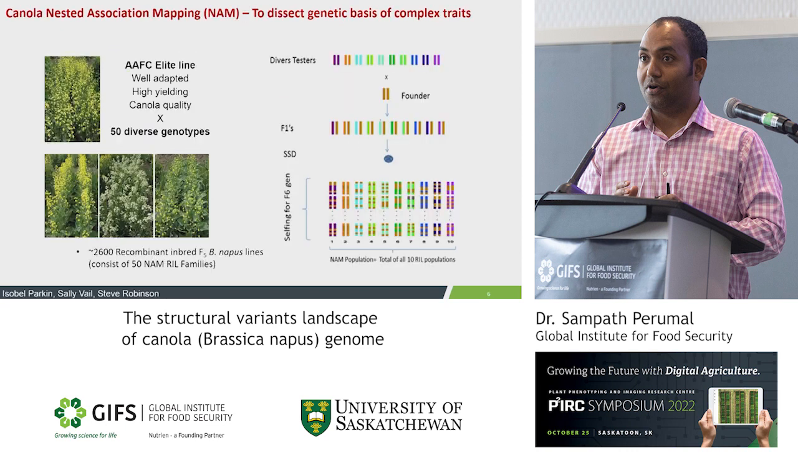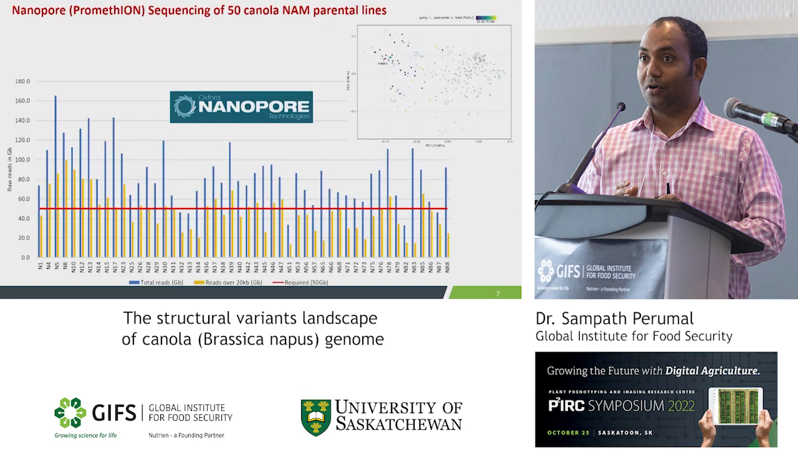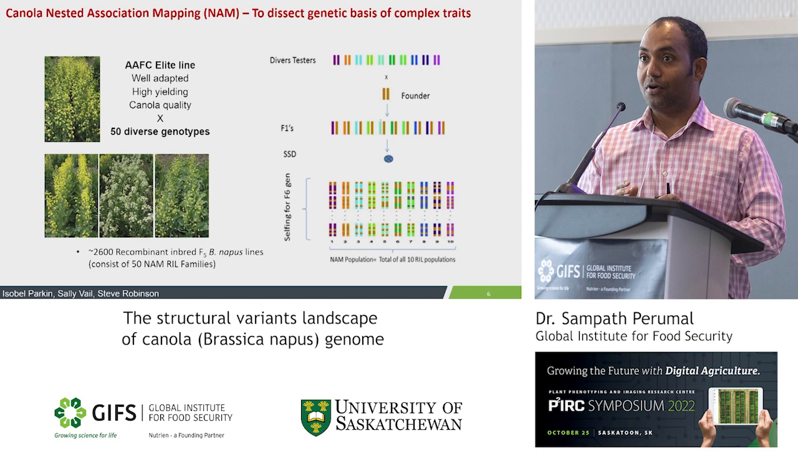For that, Isabel and team have developed a NAM population where you cross an elite line against different genotypes of interest. Here they used 50 diverse genotypes crossed against an elite line which is called NAM0. It's a kind of scheme where you use 10 lines to cross against a founder line to develop a NAM population. Likewise, they developed about 2,600 recombinant inbred lines with 50 NAM families, or RIL families.